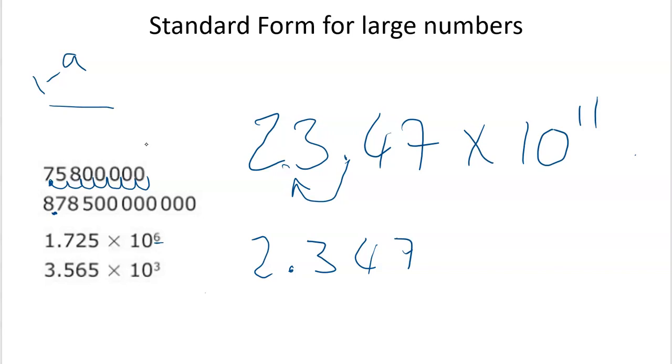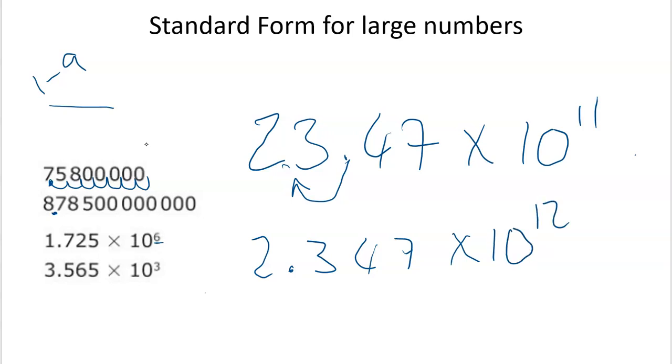Okay, 10 times smaller, because it's moved one place. If it moved more places, it would be 100, 1,000, yeah, however many places. And because I've made this number smaller, to keep the whole thing the same size, I need to make this bigger. So make that up to a 12.